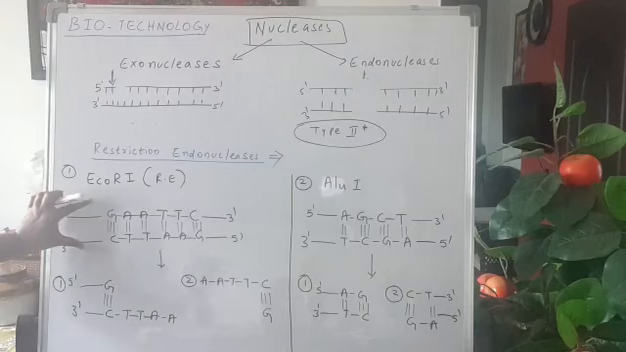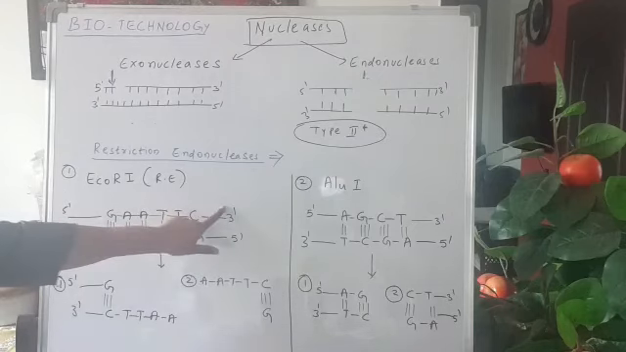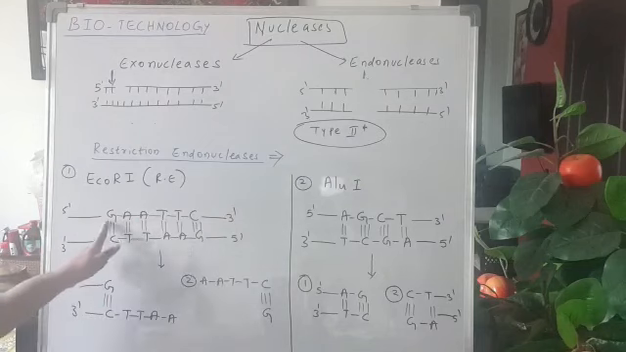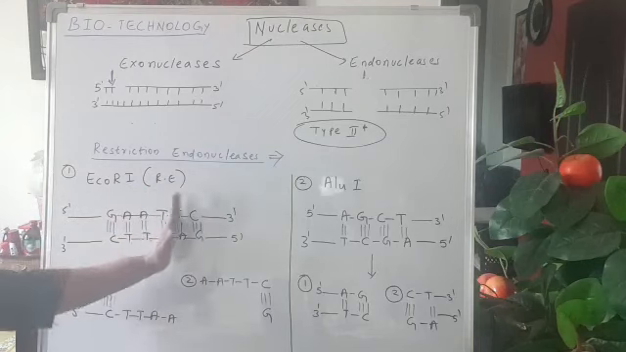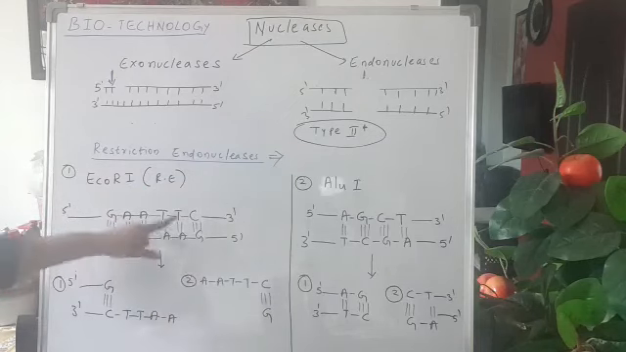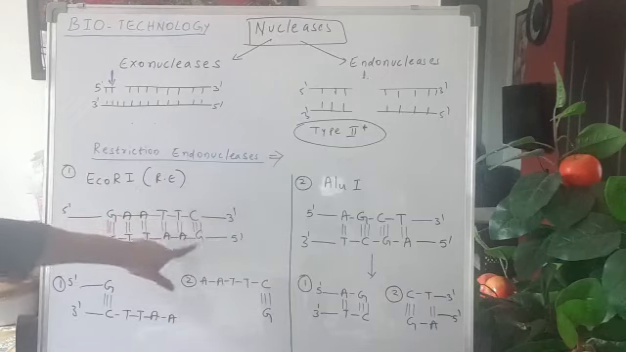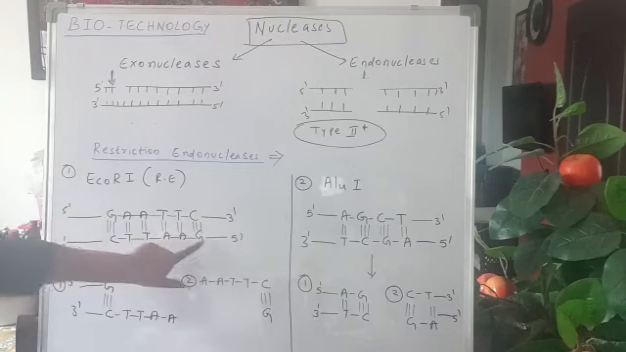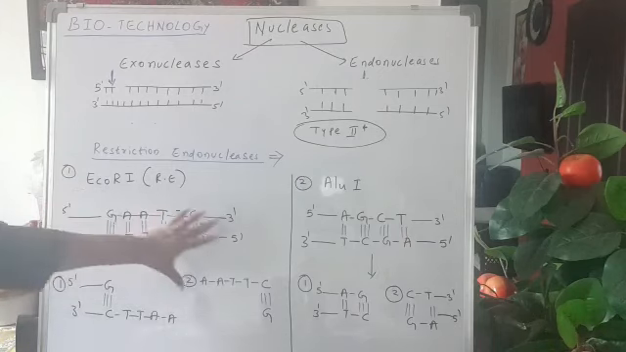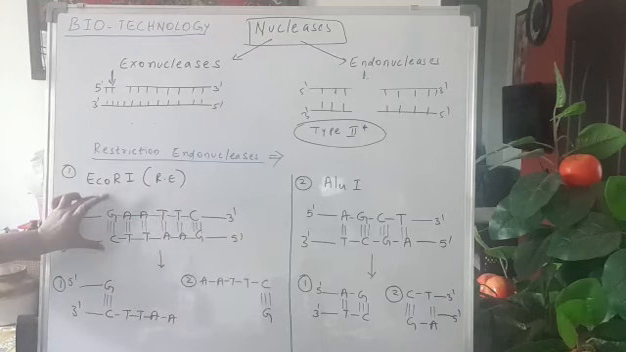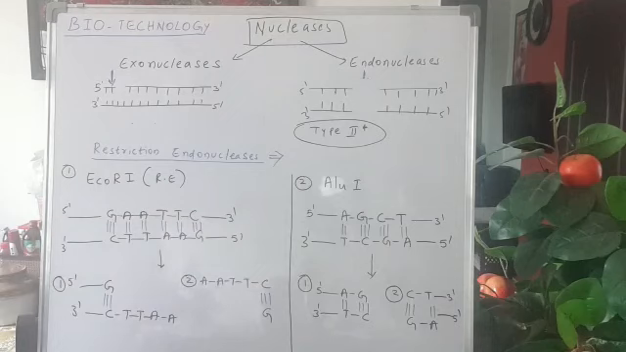Here palindromic sequence means 5 prime to 3 prime, what is the sequence? GAATTC. On one strand, 5 prime to 3 prime, the sequence is GAATTC. The other strand, this DNA is double stranded, right? So in the other strand, if you can notice 5 prime to 3 prime, again it is the same sequence GAATTC. So that is why this DNA segment which you are seeing here is a palindromic sequence. 5 prime to 3 prime. In both the strands, if you read, we get the same nucleotide sequence.